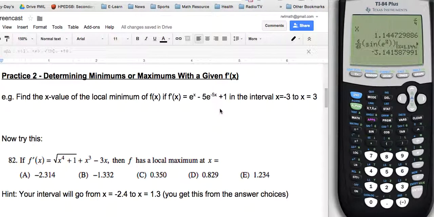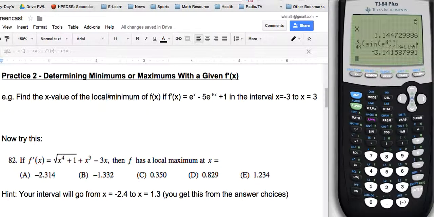Hi, ladies and gentlemen. Here's some more AP TI-84 Plus graphing calculator stuff. It's a second practice section on determining minimums or maximums of an original function with a given derivative. So here's what we want to do in this example.